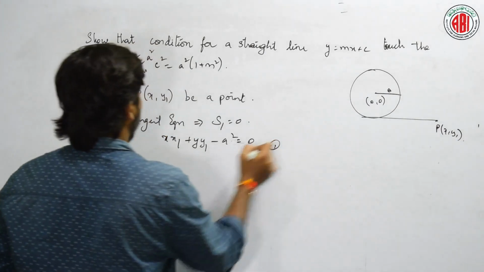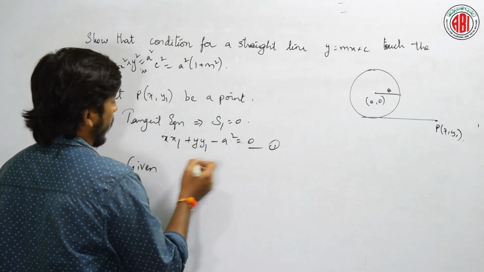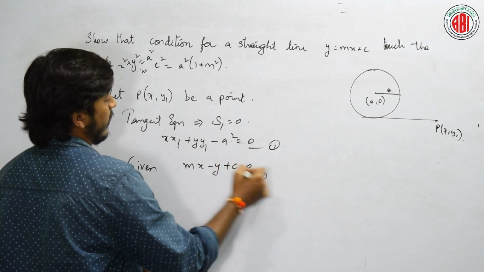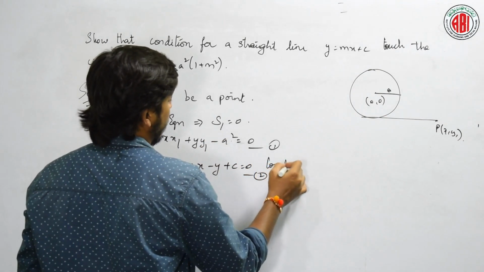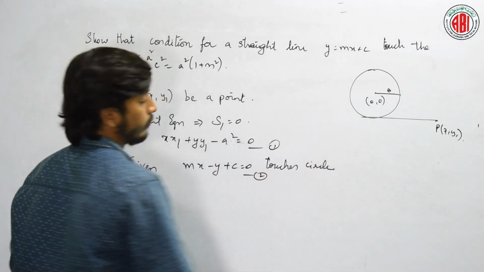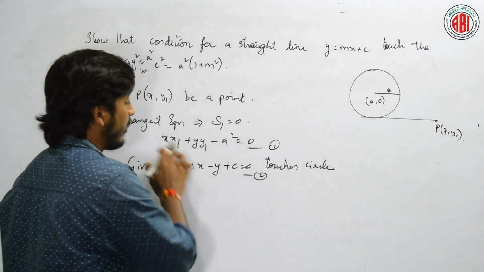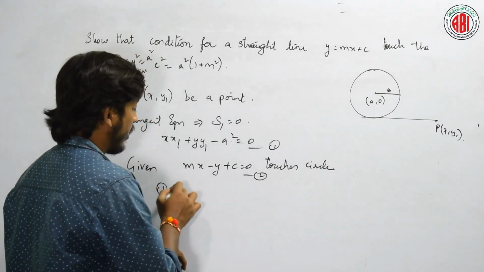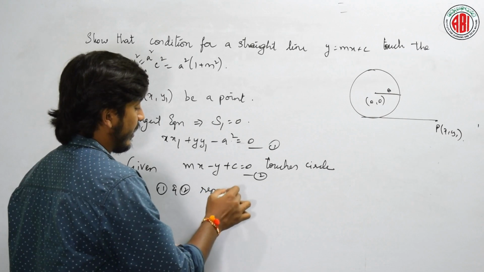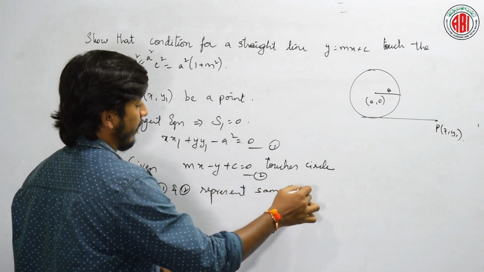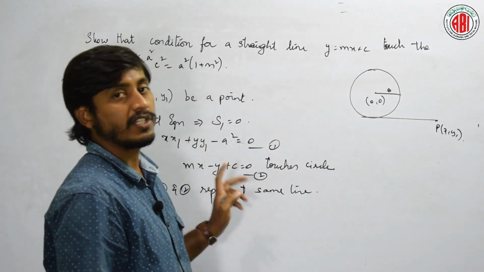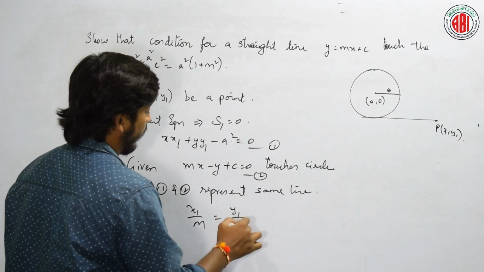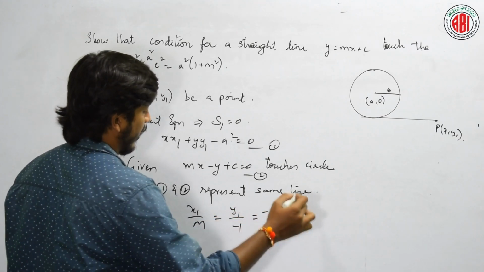Let us say this is equation 1, given y equal to mx plus c. Let us write it as mx minus y plus c equal to 0. Let us take it as equation 2, which touches the circle. Clear? What does this mean? These both equations represent the same line, that is 1 and 2 represent the same line. So, the ratio of their coefficients must be equal, that is x1 by m is equal to y1 by minus 1 is equal to minus a square by c.